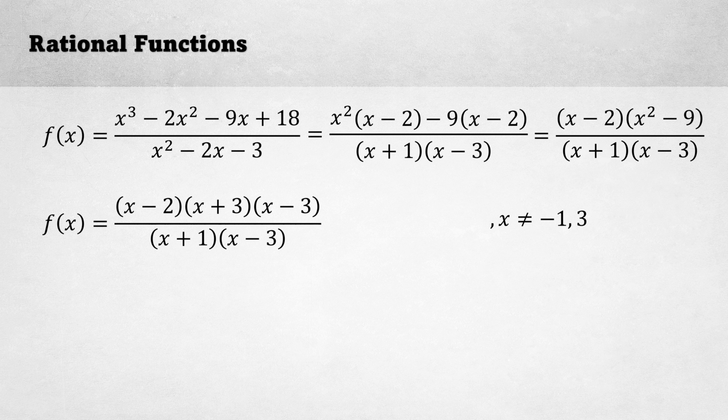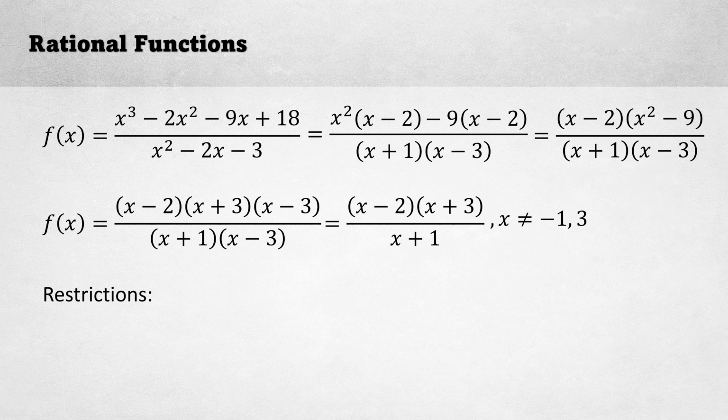Now we can cancel the common factor x minus 3 and simplify the function to x minus 2 times x plus 3 divided by x plus 1. Now for the restrictions, x cannot be -1 or 3. Since the restriction 3 came from the factor x minus 3 that was a common factor in the numerator and denominator and was cancelled, the rational function has a hole at x equals 3.